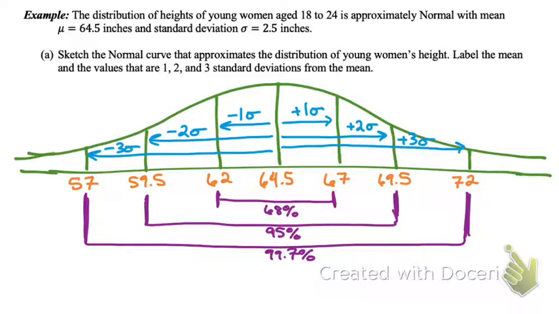What is the Z-score for a woman who is 57 inches tall? Oh, whoa, yeah, -3. Never mind. What is the Z-score for a woman who is 59.5 inches tall? -2. What is the Z-score for 62 inches? What is the Z-score for a woman who is 64.5 inches tall? What is the Z-score for a woman who is 67 inches tall? And 69.5 and 72. These are the Z-scores.